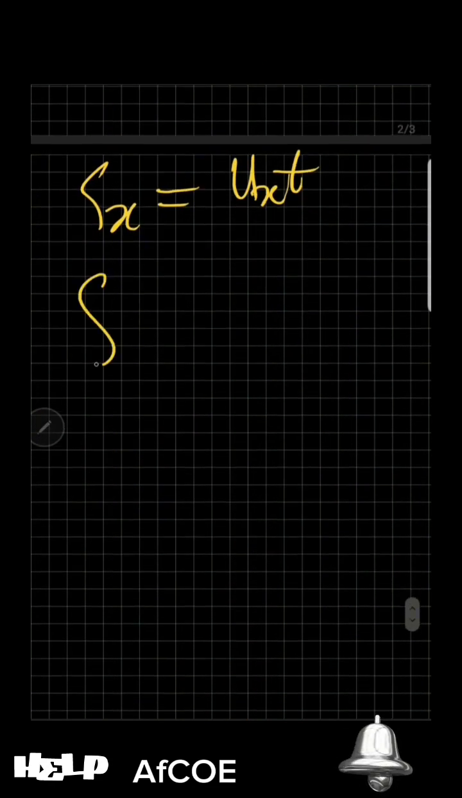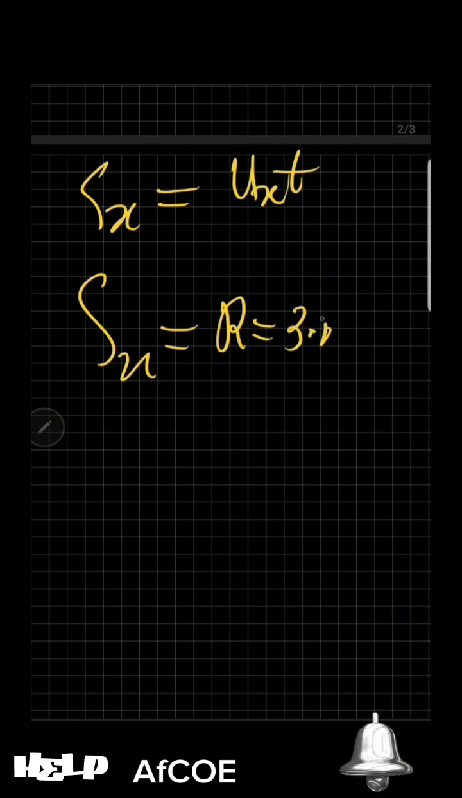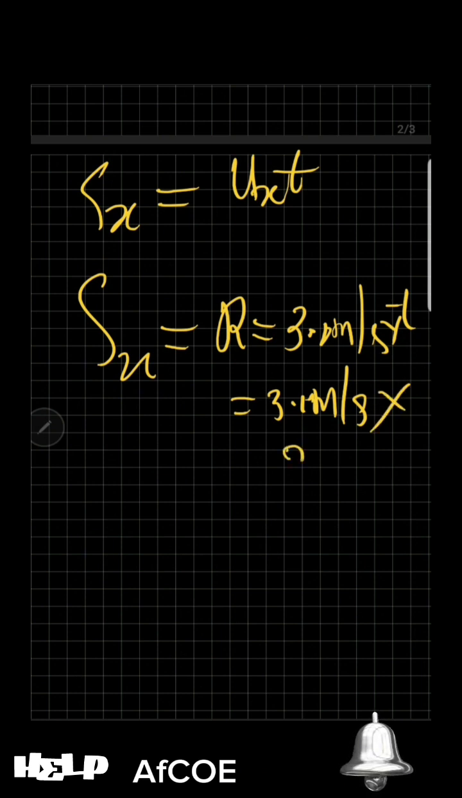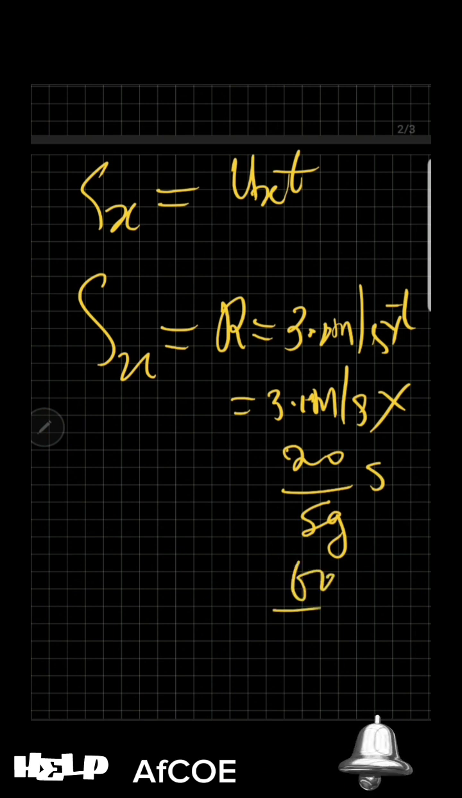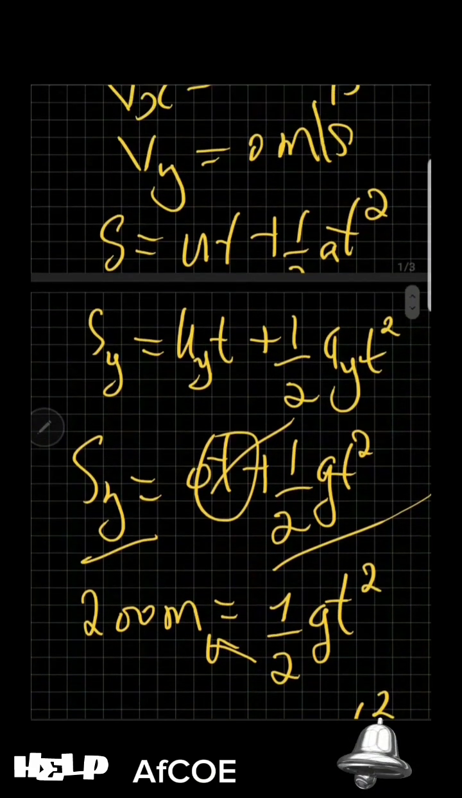So from here we can see that the horizontal range is equal to 3.0 meters per second times our total time, the time we calculated up there, which is 3.0 meters per second multiplied by our time, which is 20 root 3 seconds. I simplify that, and you just have your value, 60 and 60 seconds. And that's the horizontal range.